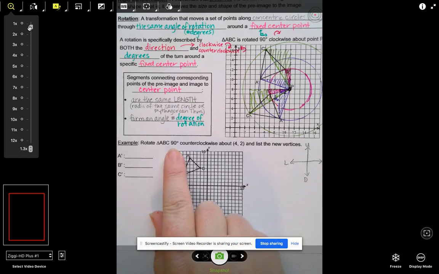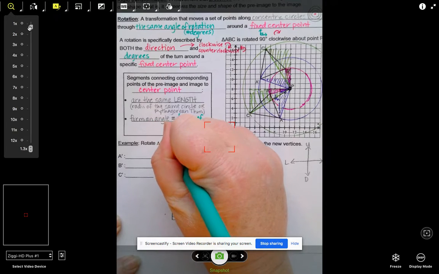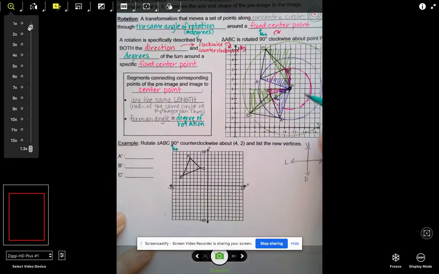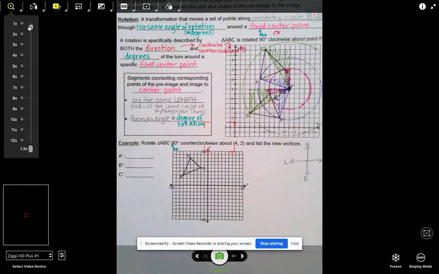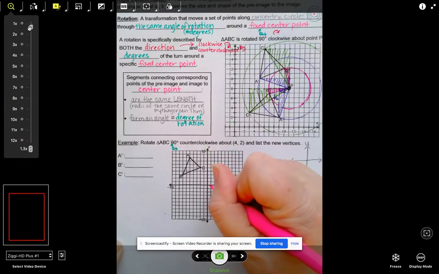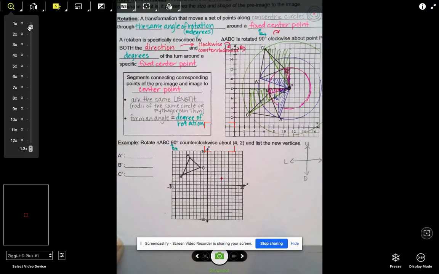So we're rotating 90 degrees. So again, we have this rotation. So that's how far we have to go. Okay. And I'm going counterclockwise about the point 4, 2. So the point 4, 2, 1, 2, 3, 4. Here's my point of rotation right there at 4, 2.